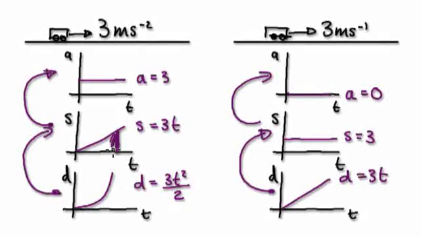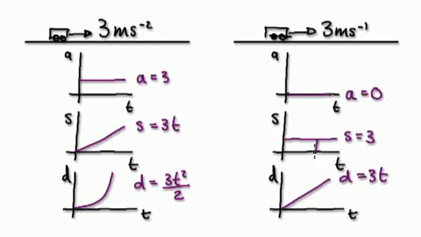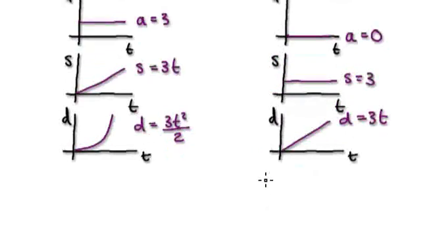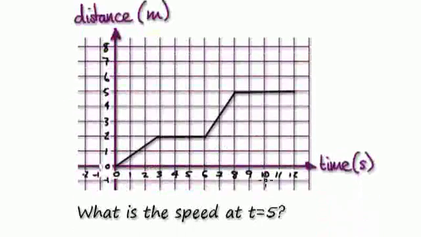And also the area underneath this speed time graph represents the distance traveled. Okay, so the area underneath the speed time graph here represents the distance traveled. Anyway, a random graph here.